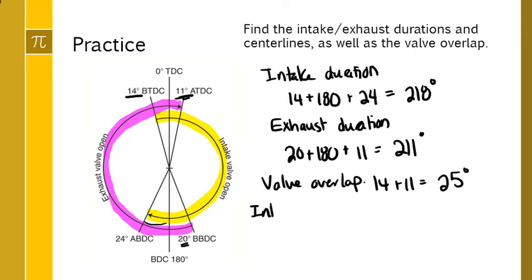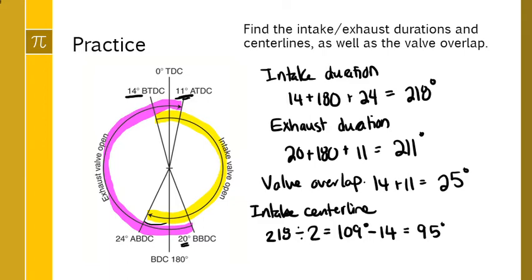Intake center line. Okay, let's take the duration and divide it by 2. 109 degrees, and then shift it. Move it back 14 degrees, and that should give us 95 degrees, and that's after top dead center. So it's now measuring it from here to the center line, wherever that might be.